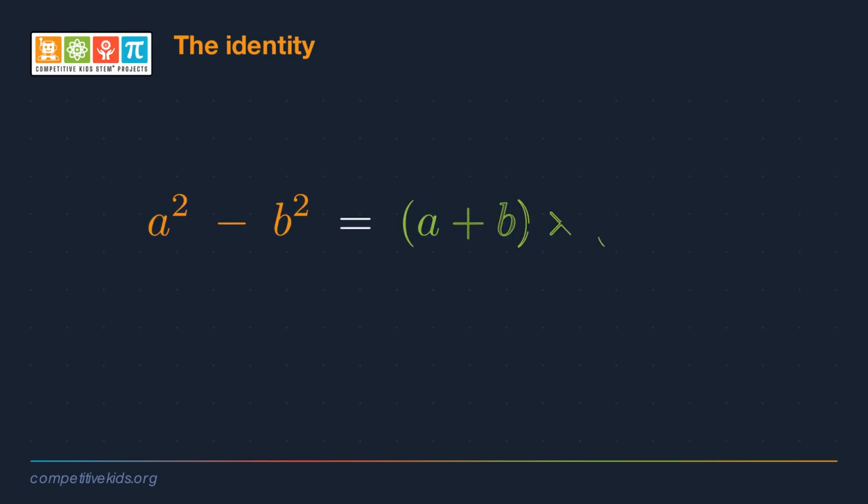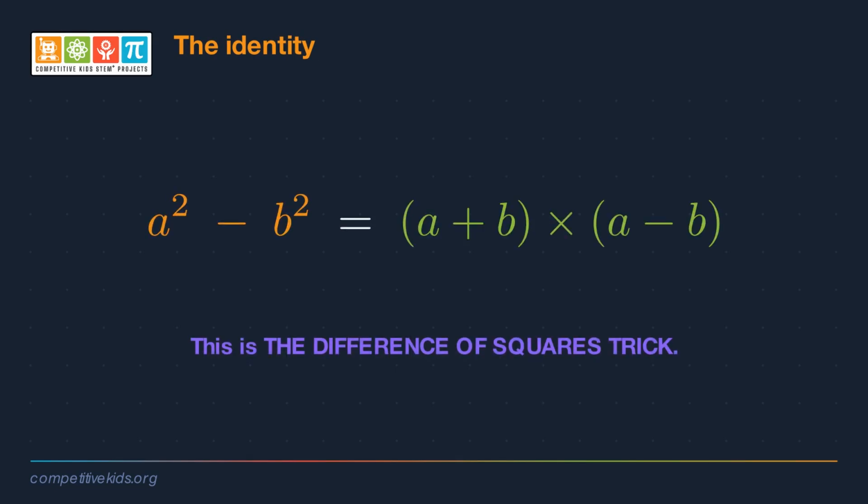This is the difference of squares trick. For any two squares, a squared minus b squared equals a plus b times a minus b. The two big squares always become one multiplication.